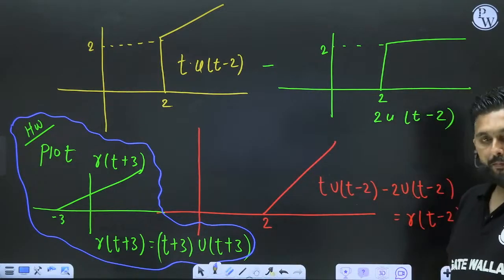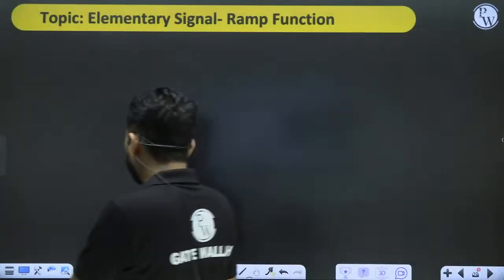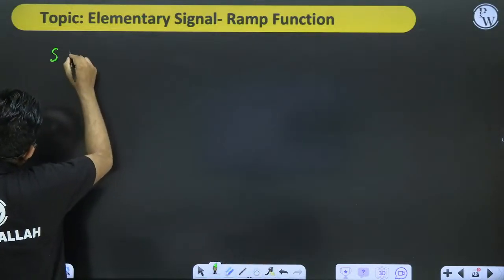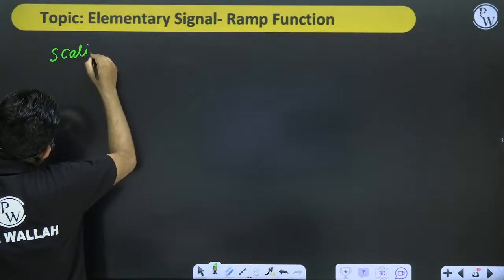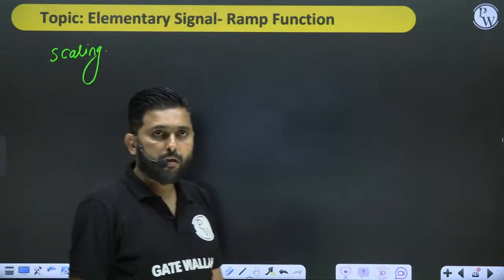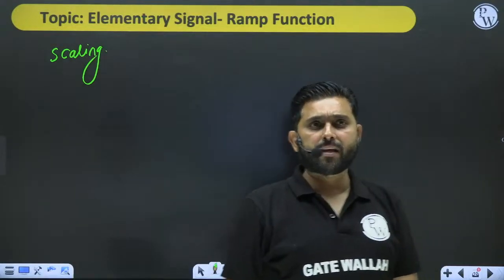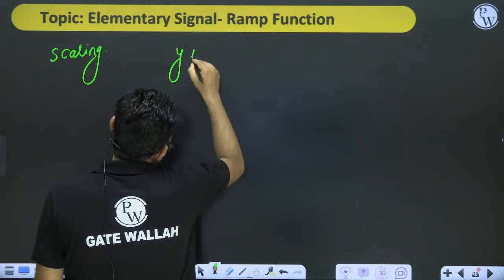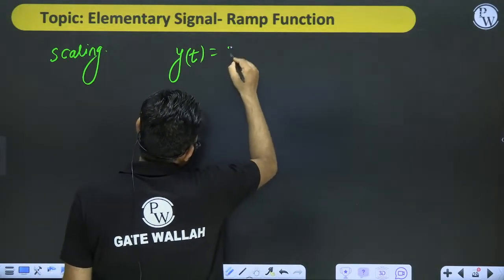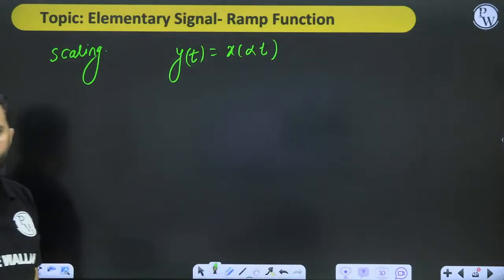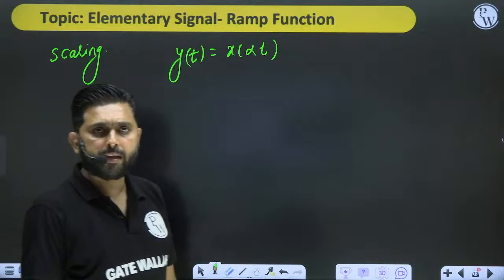Okay, now after that, let's start another one, scaling. What do you mean by the word scaling? Listen carefully. See here, the general format for scaling is y(t) is equal to x(alpha t). This is what the general format for scaling was.